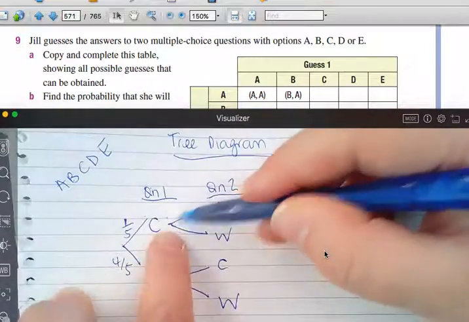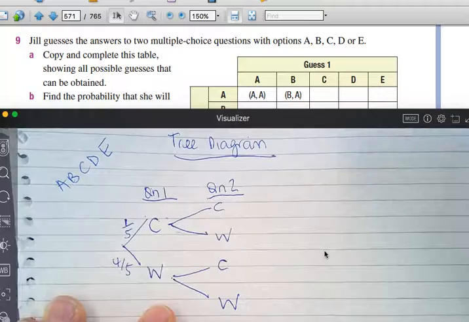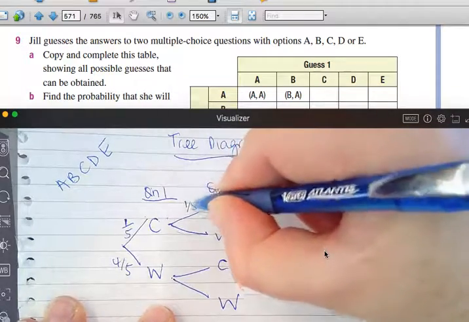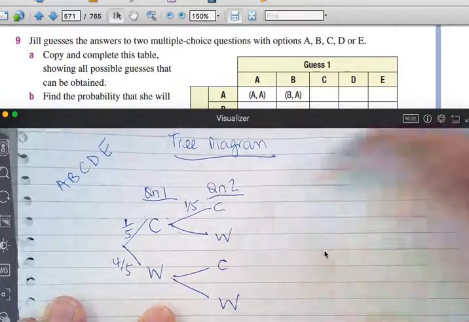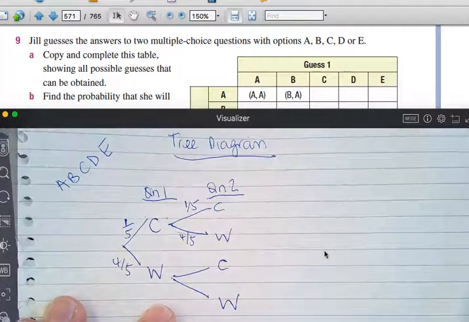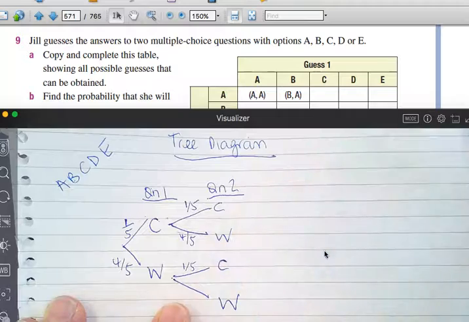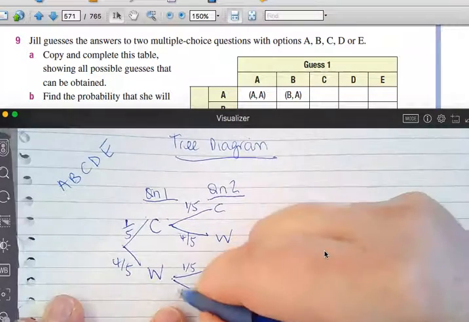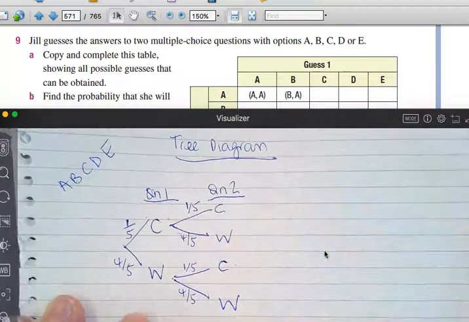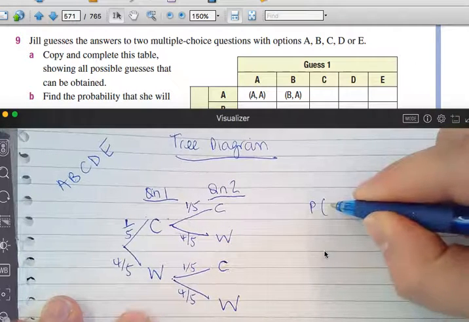And then from there, we branch out again from each one. What's the chance that you get question 2 right? Isn't it just 1 in 5? What's the chance that you get question 2 wrong? There are 4 wrong answers out of 5. Yes? Again, 1 in 5 chance of getting it right, 4 in 5 chances of getting it wrong. Okay, now, the question was, what's the probability that they are both correct?